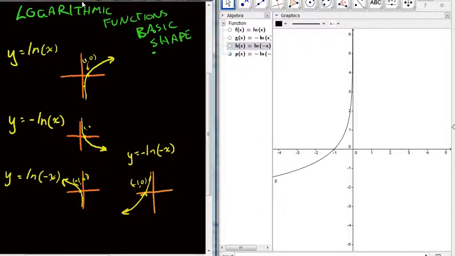In the next one, we're going to look at sketching a logarithmic function. Don't be scared though, the process is pretty much the same as the exponential functions.